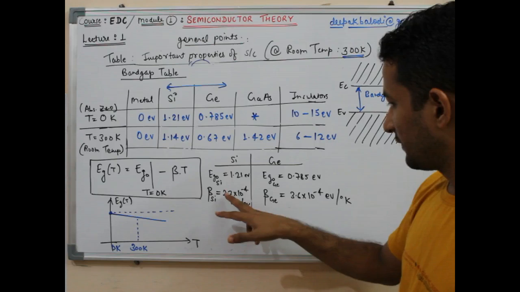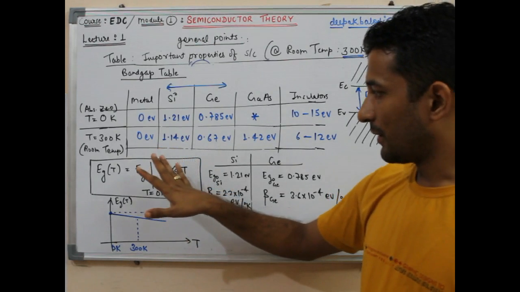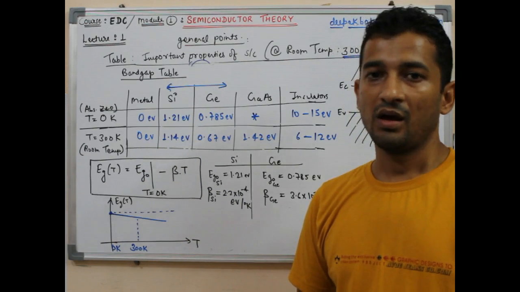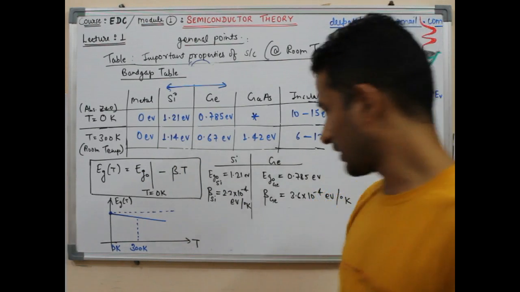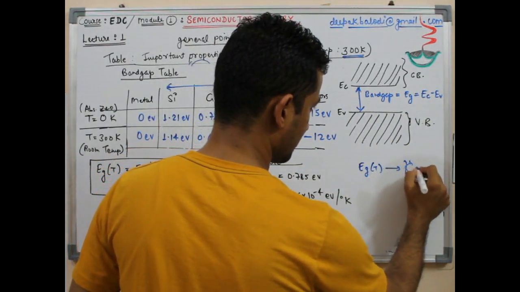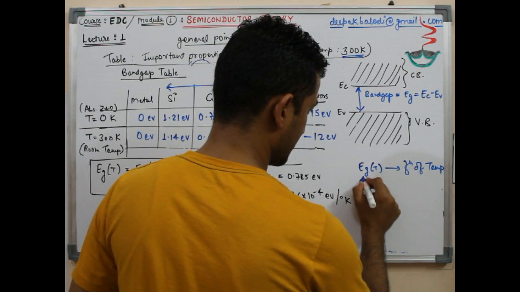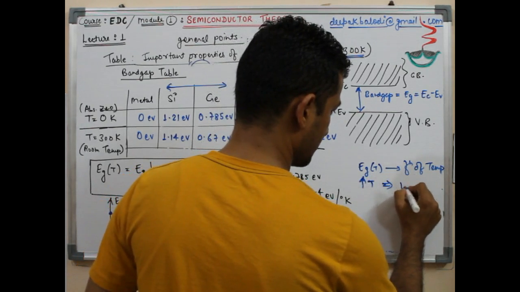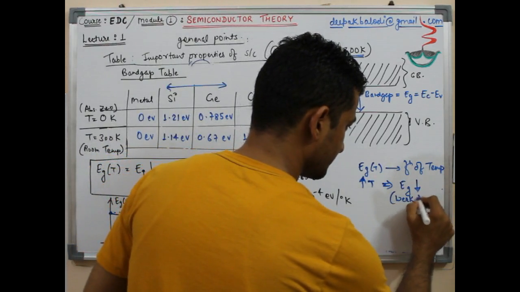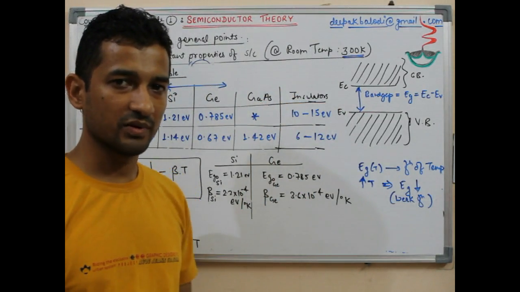Since beta is a very small value, the band gap is a function of temperature. It decreases as temperature increases, but it's a very weak function of temperature. So I must say that Eg of T is obviously a function of temperature. As temperature increases, Eg decreases, but it's a weak function, so the decrement in Eg is not very significant. Let us understand with an example.